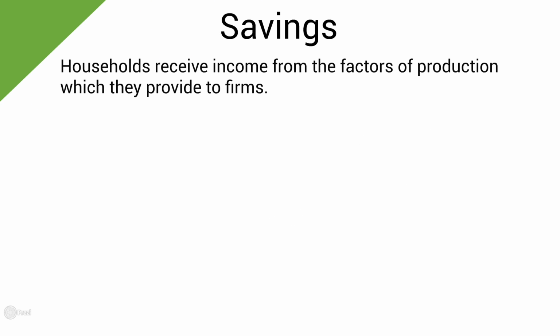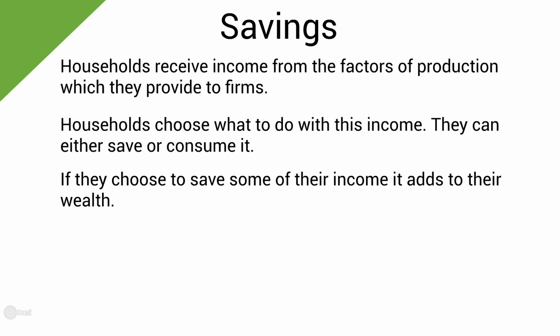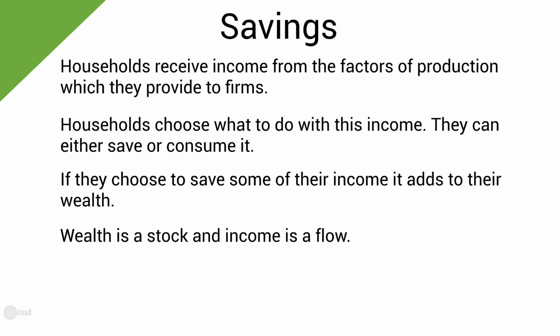Households receive income from the factors of production which they provide to firms. Households can then choose what to do with this income. They choose how much of their income they wish to consume and how much they wish to save. If households choose to save some of their income, it adds to their wealth. Wealth is a stock and income is a flow.